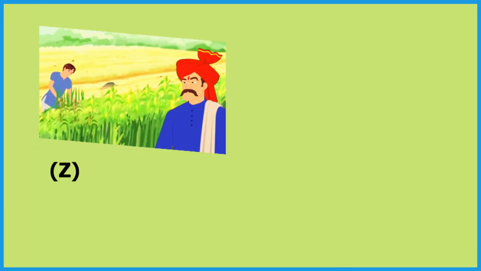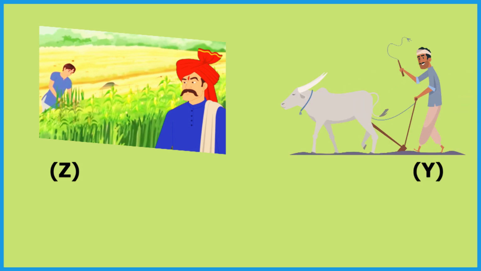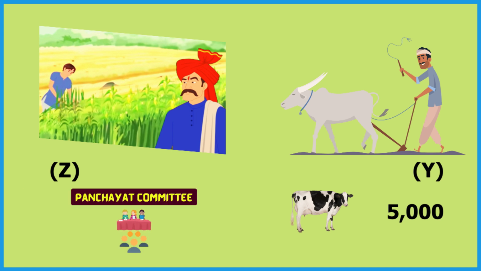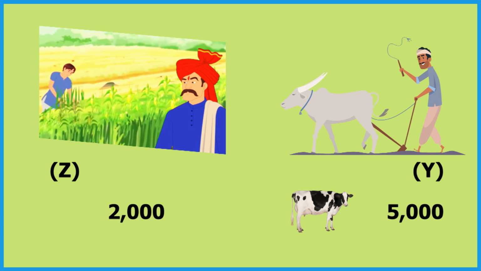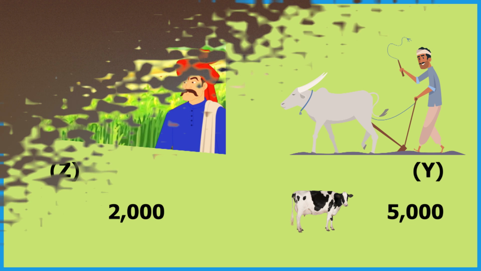For example, Z is a rich landowner and Y is a poor farmer. So, Y has one cow that he wants to sell for rupees 5,000. And since Z is in authority, he is a rich landowner, he is a member of a panchayat committee, he uses his position, power and offers him just 2,000. And Y does not speak up.